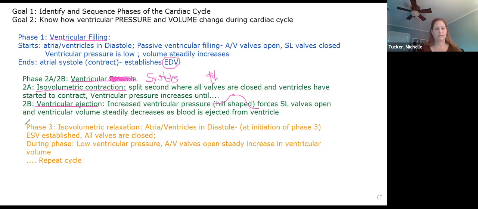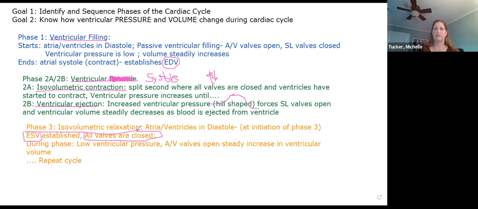The third phase is isovolumetric relaxation. At the beginning of the phase, the atria and the ventricles are both at rest. Before the AV valves open, there is a split second at the beginning where end systolic volume is established. During end diastolic volume and end systolic volume, all the valves have to be closed. There can be no blood exiting or entering.